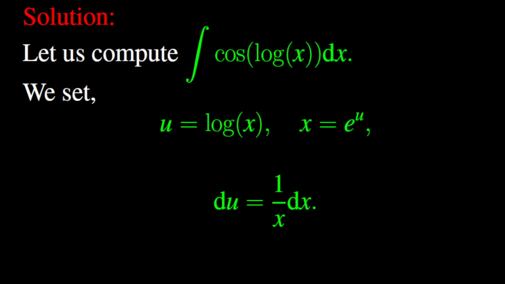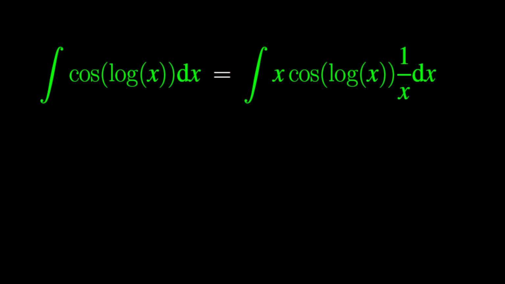We set u equal to log of x, then du equals the fraction 1 over x, and more importantly we note that x equals exponential of u. The integral of cosine of log of x dx can be expressed as the integral of x times cosine of log of x times 1 over x dx. We can clearly see u and du in the expression of the integral. So, we replace log of x by u and 1 over x dx by du and obtain the new expression of this integral as the integral of x times cosine of u du.